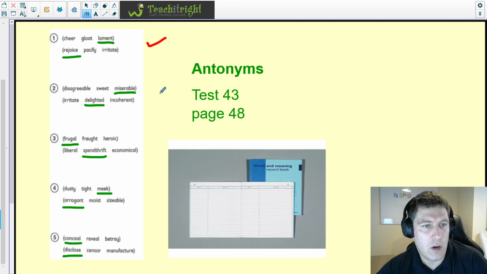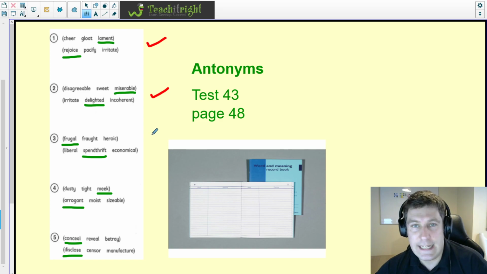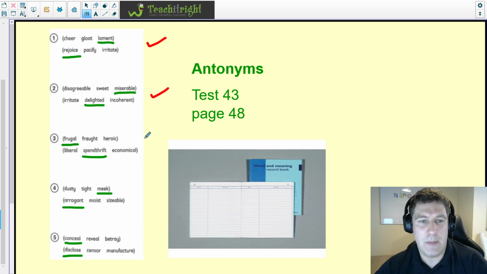Number 2, we've got miserable and delighted. So again, that was quite an easy opposite. We don't need to know all of these other words, as long as you can pick out the words that are opposite. Frugal. Now, if you're frugal with your money, and we do relate it often with money, frugal is where you don't spend a lot. You're economical with your money. Spendthrifty means that you spend it with little thought. A bit wasteful. So again, it's quite an easy one.